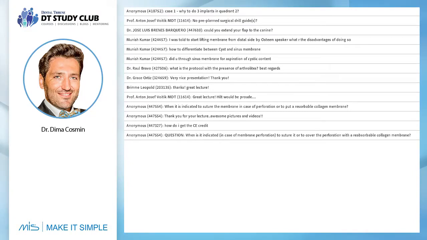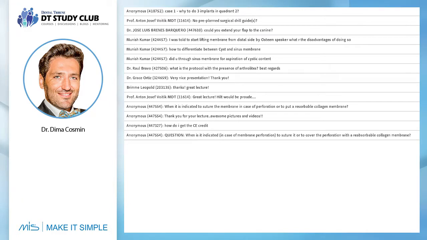Another question, from Professor Anton Joseph Wojtik, is about no pre-planned surgical drill guide. In this case, no, but I agree with surgical drill guides, and of course, this is the future. Dr. Jose Luis Brenes Barquero asked, could you extend your flap to the canine? Yes, of course, you could extend your flap. I try to be minimally invasive, and I don't want to extend it more than is necessary. So in that case, I thought it was enough like that.